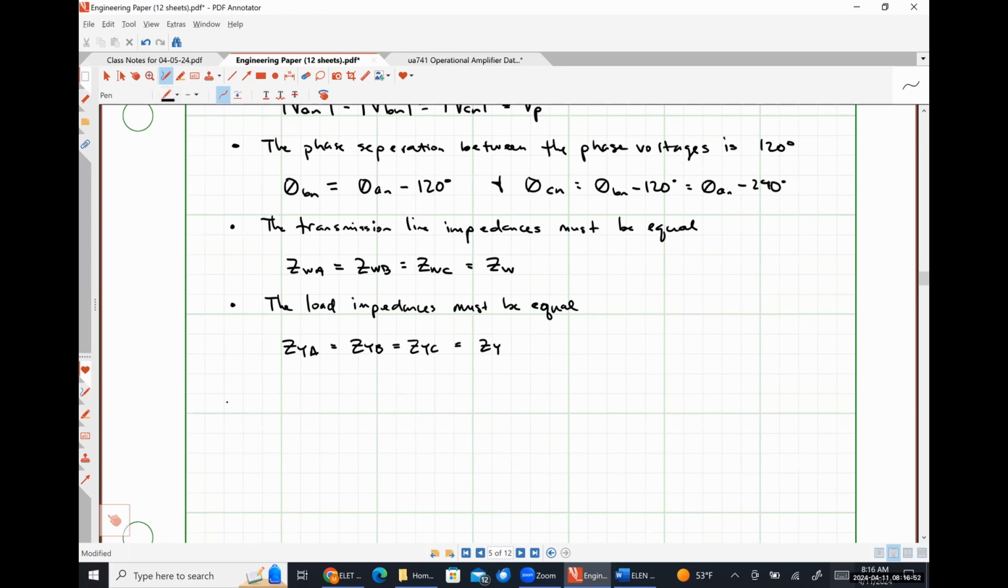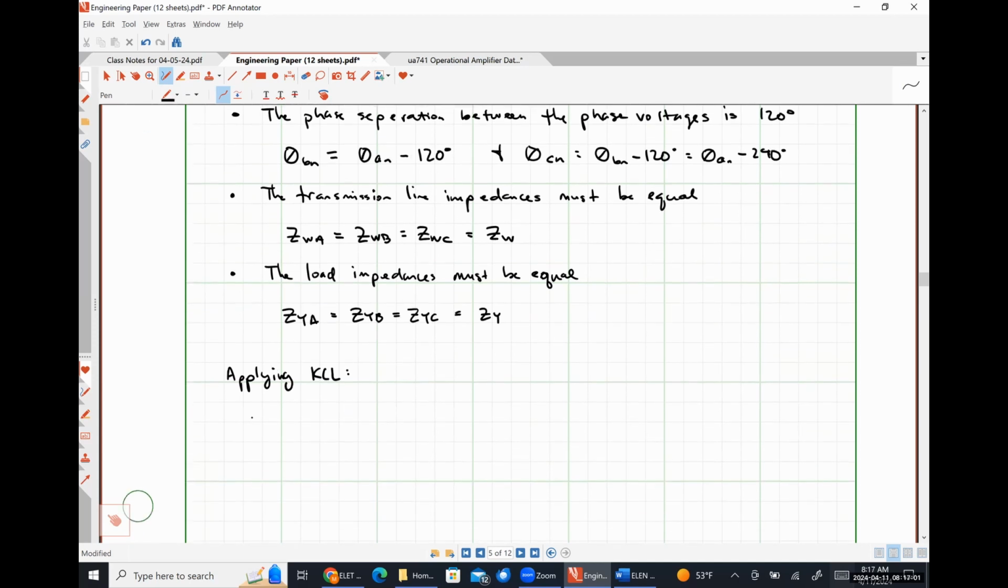So applying Kirchhoff's current law, we could say that the current IAA plus the current IBB plus the current ICC plus the current INN is equal to 0.